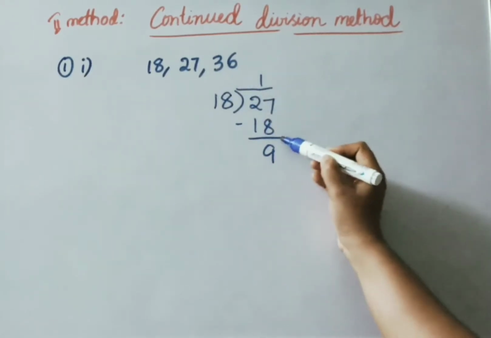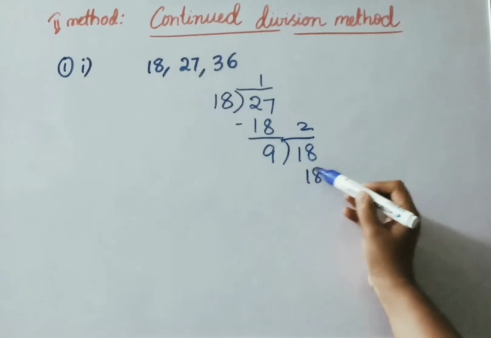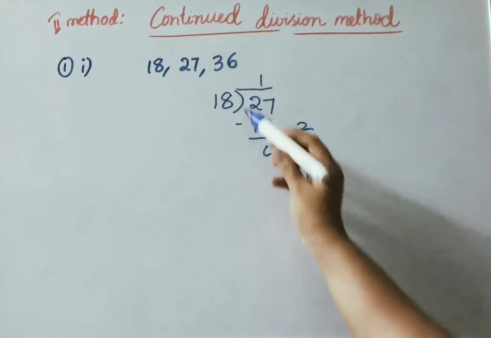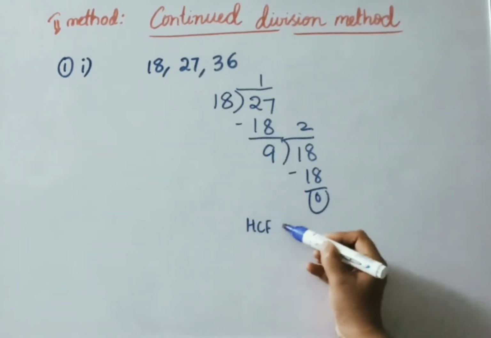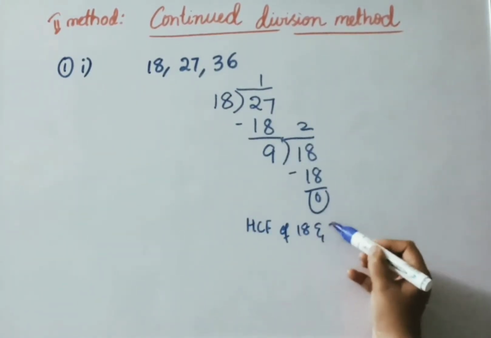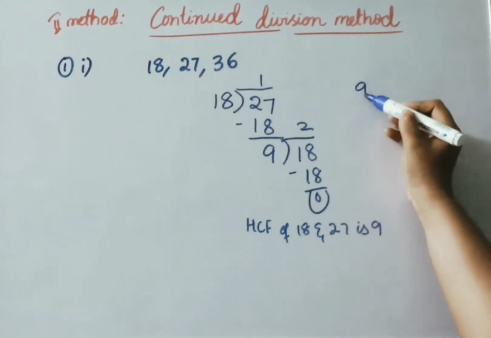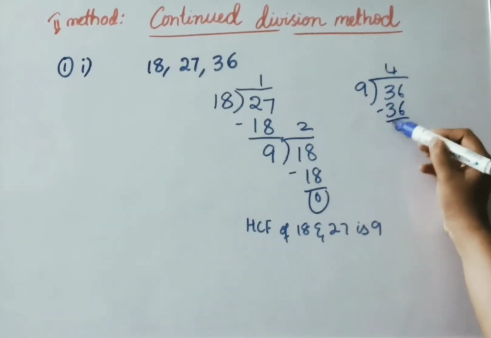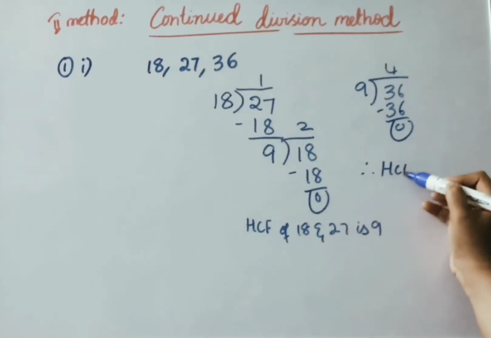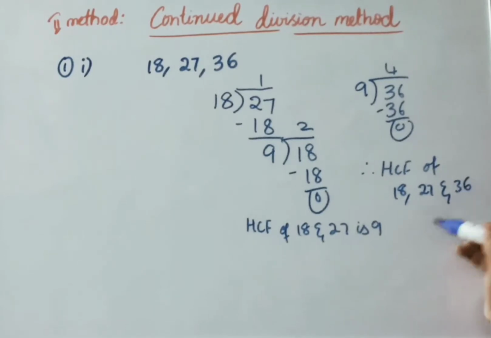With this 9, previous divisor 18 we need to divide. 9 2s are 18. We get a remainder 0. Therefore, HCF of 18 and 27 is 9. With this 9, we need to divide the third number 36. 9 4s are 36. We get a remainder 0. Therefore, HCF of 18, 27 and 36 is 9.